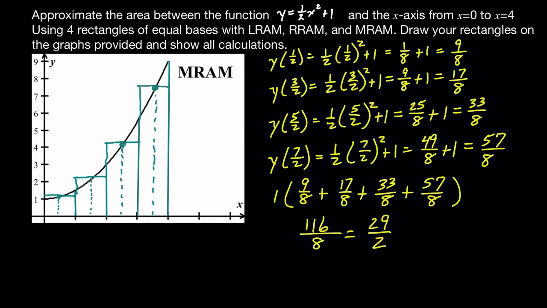Now this one is going to be a little bit more accurate because we have this section right here that's not included in the area calculation, but then we have this which kind of balances out those sections. So this becomes a little bit more accurate of an approximation.